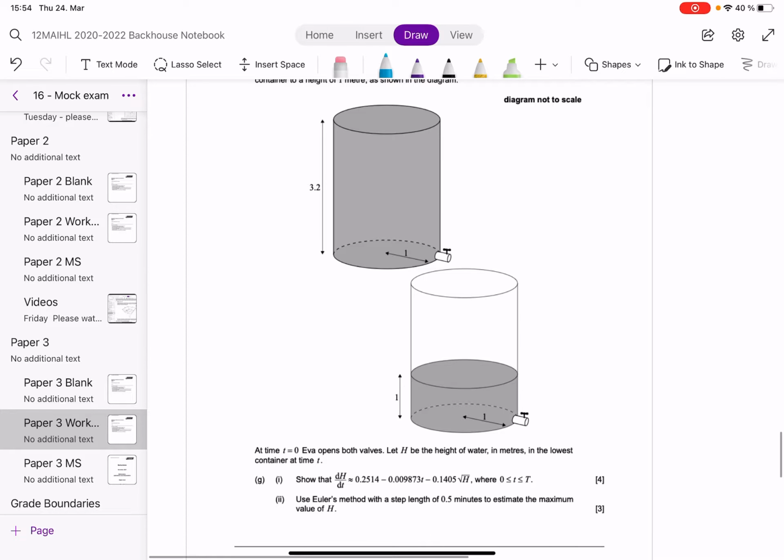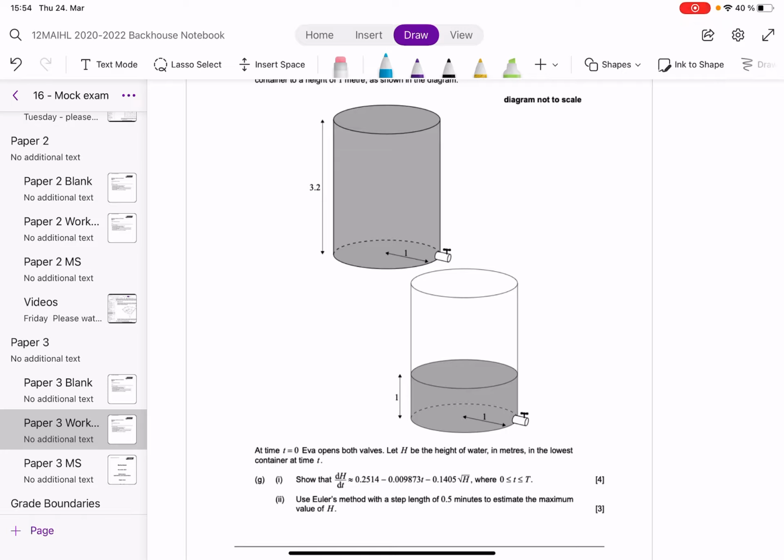We're looking at finding an expression for dH by dt. This is capital H now, and capital H is the height of water in the lowest container. So obviously water is going to come in from the higher container, but it's also going to leave the lower container, and the rates that will happen will vary. And that's what this whole question has been about, this idea of the rate changing. So we need to set up this equation.